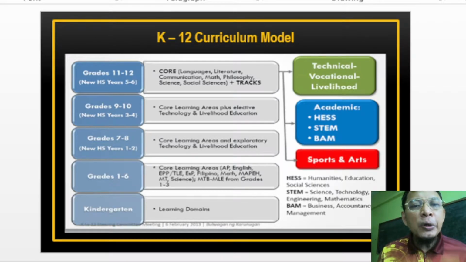So the K-12 curriculum model, grade 11 to 12, that is senior high school: core subjects, language including language literature, plus track. Technical, vocational, livelihood education, that is TVL. The academic track is HUMSS, Humanities and Social Sciences, for those who want to become teachers. STEM is science, technology, engineering, and mathematics, for those who want to take BS Chemistry, BS Physics, and engineering courses.